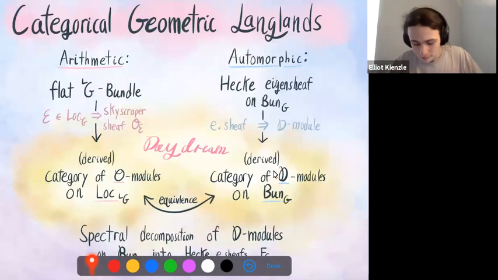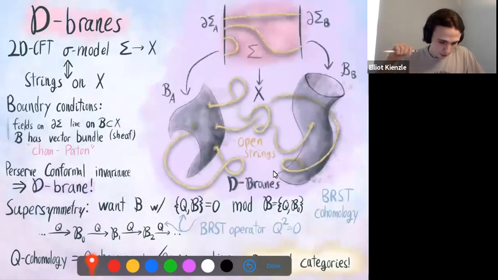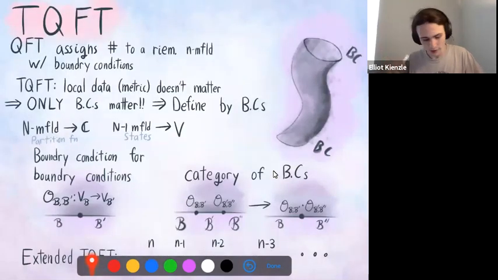So this is why a full equivalence of this sort of category would be so great, because it'd give us this interpretation. Now, to get started on the physics stuff today, let's talk a little bit about these topological quantum field theories, TQFTs. So from a certain point of view, you can think of a quantum field theory as assigning essentially a number to some Riemannian n-manifold with some boundary conditions, right?